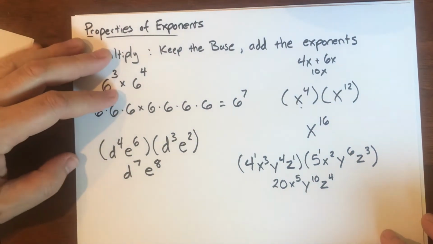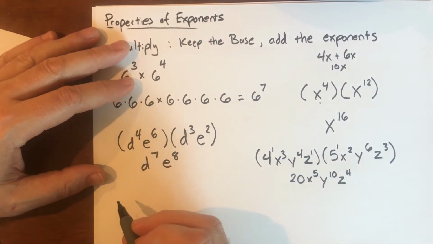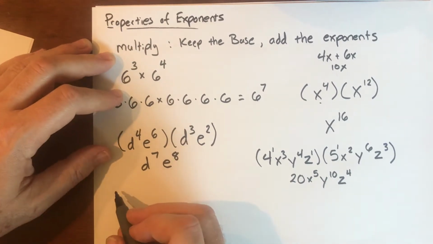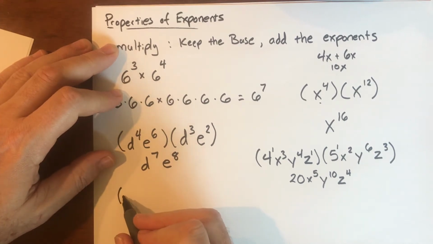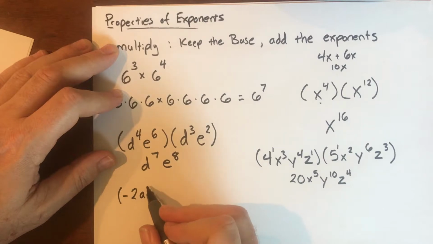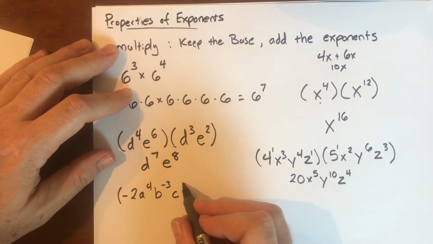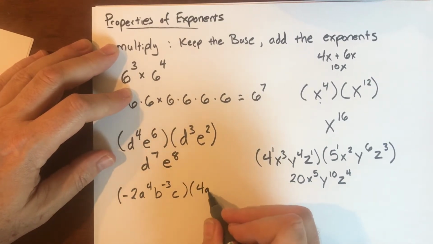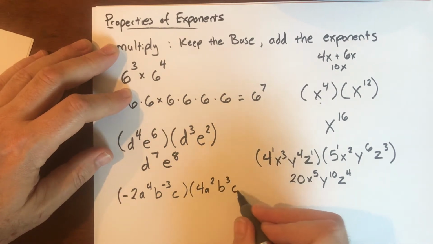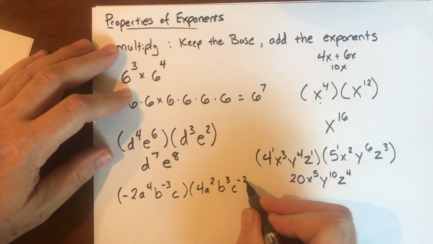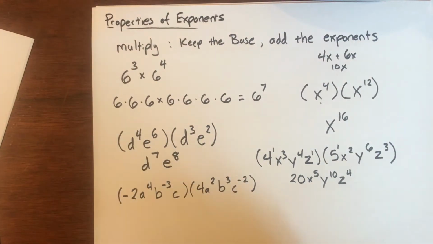Okay, one last challenge before we move on to your practice. This is going to be a longer lesson because it's just a bunch of stuff and I'm not going to rush through it. Hopefully you're understanding it. Here we go. Let's do -2 a to the 4 b to the -3 c, and then let's do 4 a squared b cubed and c to the -2, parenthesis. All right, let's go in order.